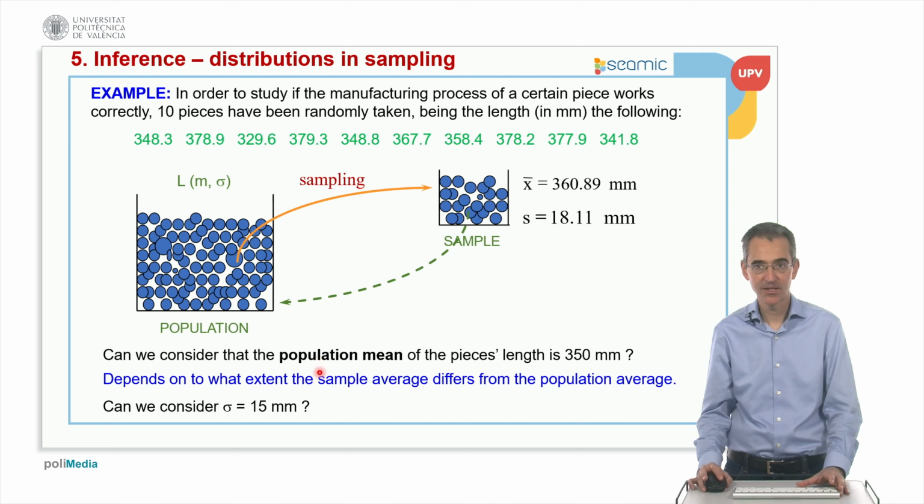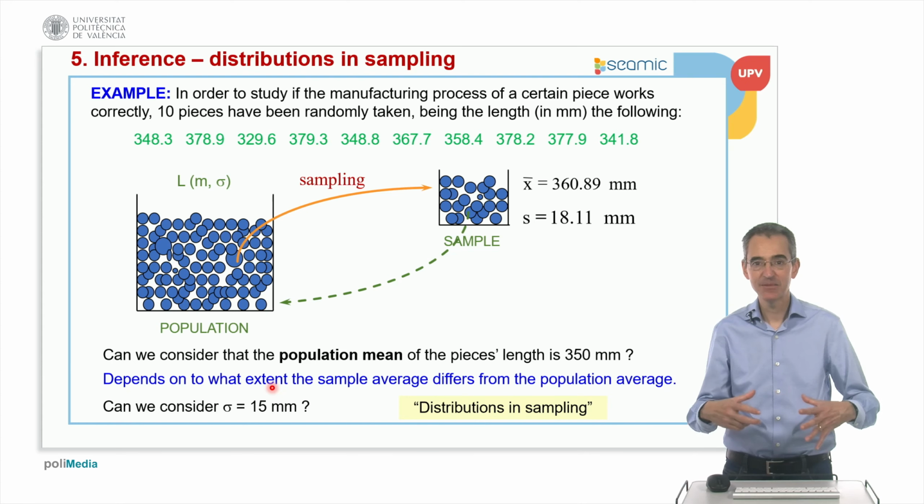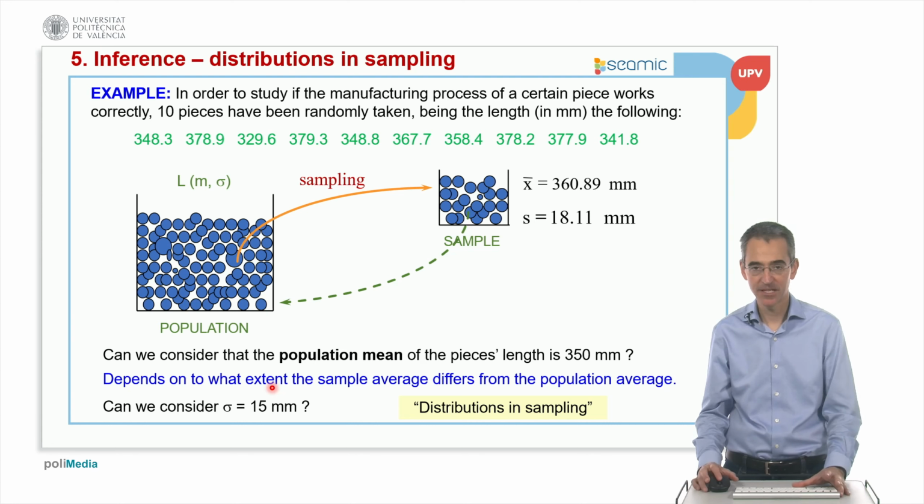Another question that we will try to deal with is the following. Can we consider that sigma is 15? In this case, it was not exactly 15, it was 18.11. But imagine that in our population, we suspect that theoretically it should be 15. So do we have enough evidence to say that the standard deviation has changed? This is the distribution in sampling. We need to understand the pattern of the distribution of the sample average and the sample standard deviation when we take different samples.